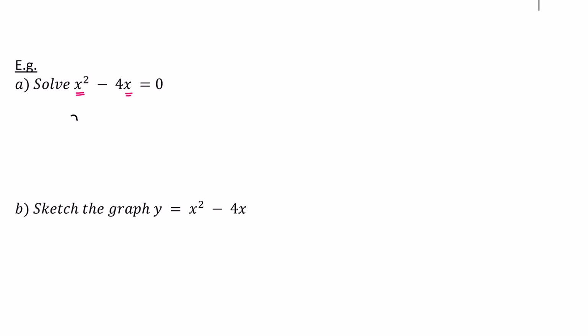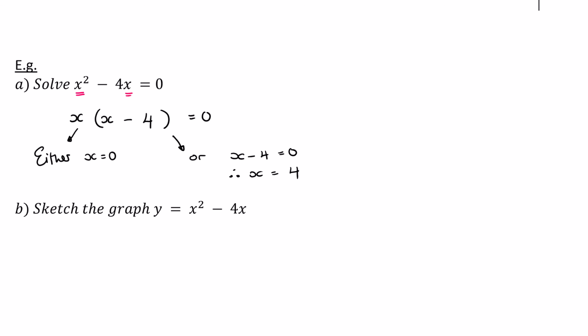So x is factorized on the outside. You open a bracket and you're left with an x. X times x gives you x squared, and then minus 4. Now to solve, it means either that part on the outside equals 0, so either x equals 0, or x minus 4 equals 0, which means that x equals positive 4. So you've got your x intercepts here.